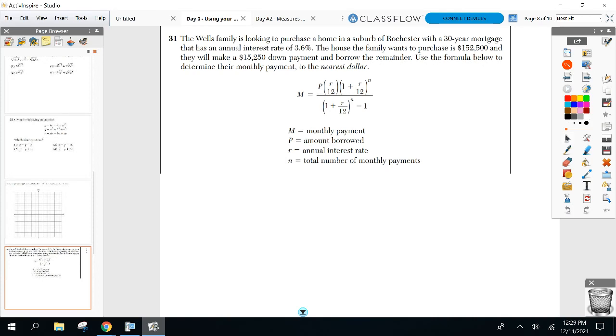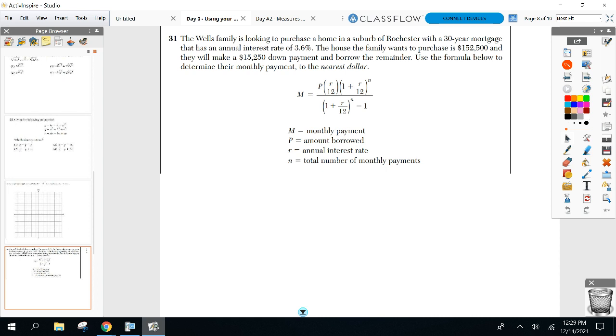All right, a lot of information on there in this problem. You can read through it. A lot of different numbers I'm going to have to use, but overall, they give me a formula right there. We need to use this formula to determine the monthly payment, M, to the nearest dollar.